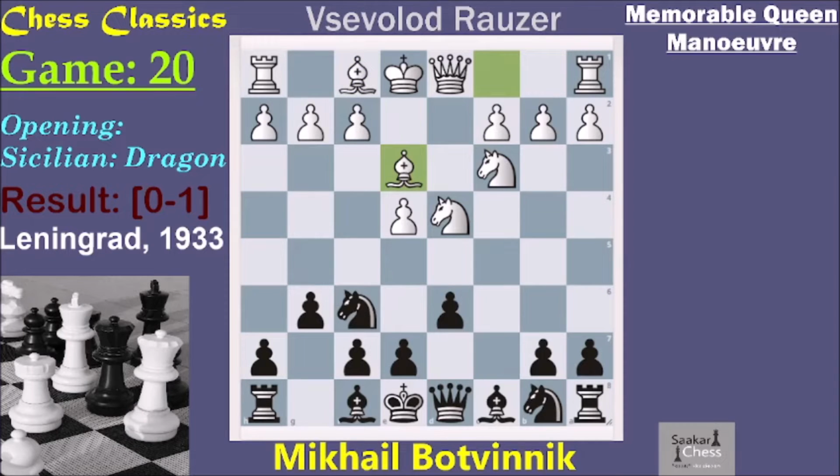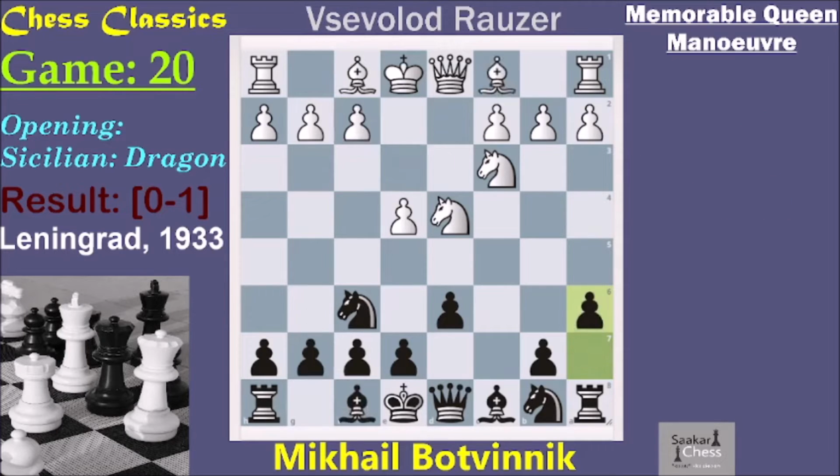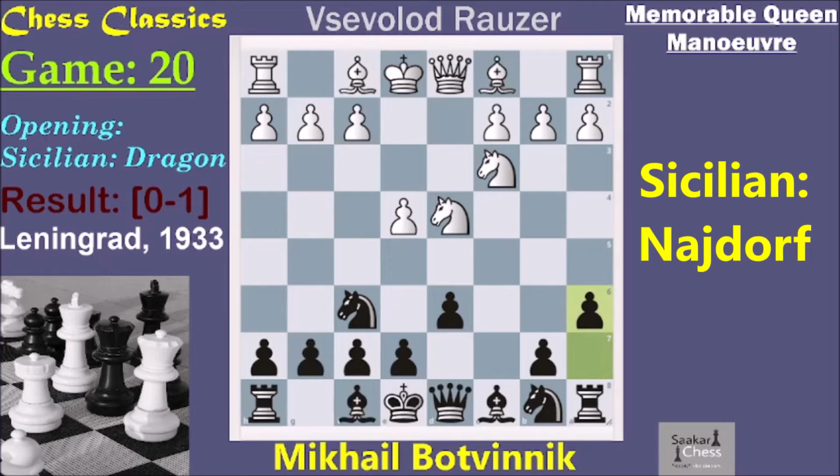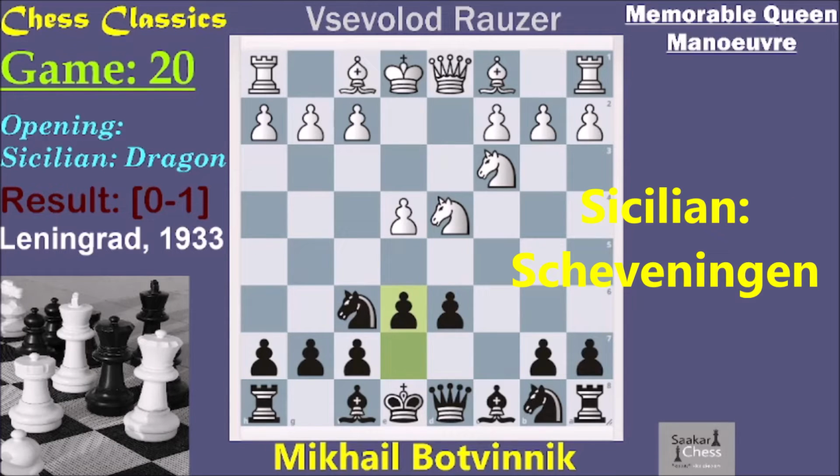And instead of bishop e2, if bishop e3, then bg7, f3 is the Yugoslav attack, and black can also play a6 here, which is the famous Najdorf variation. And if black plays e6, then it is called the Scheveningen variation.